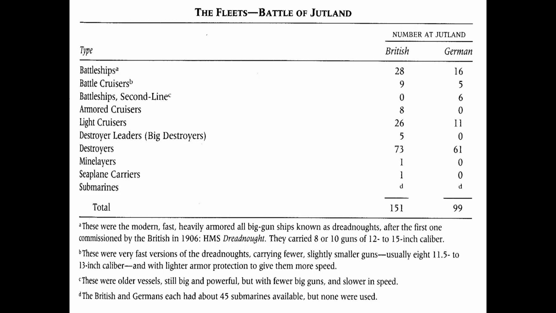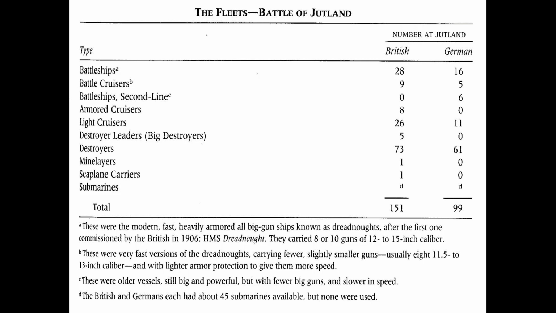They carry fewer guns and they have smaller guns, 11.5 to 13-inch caliber. They're also lightly armored, which is not a good thing. Second line battleships, these are older ships. None for the British, 6 for the Germans. Armored cruisers, 8. Light cruisers, 26 and 11.